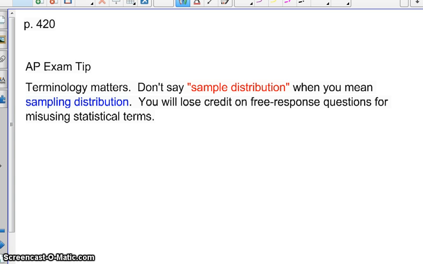Don't mix up sample distribution with sampling distribution. Sample distribution would be, okay, here's my 5 test scores. What's the distribution of my sample in that specific situation? Whereas sampling distribution, again, is all possible samples.